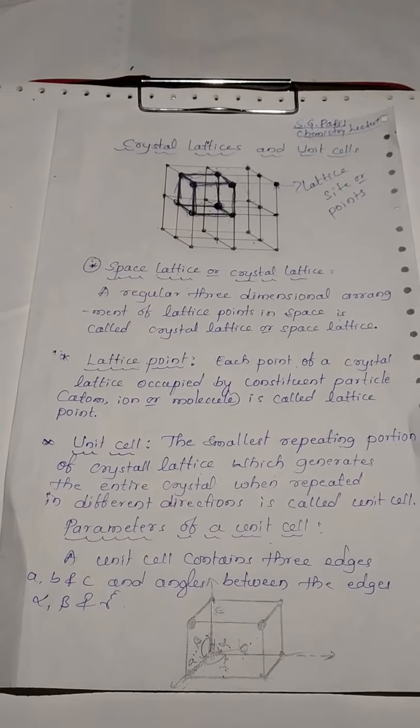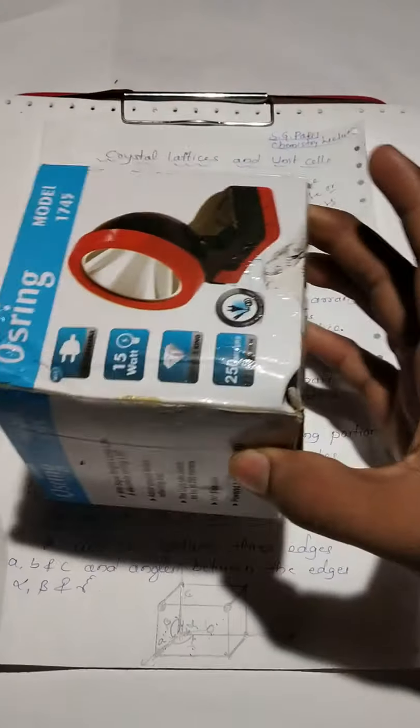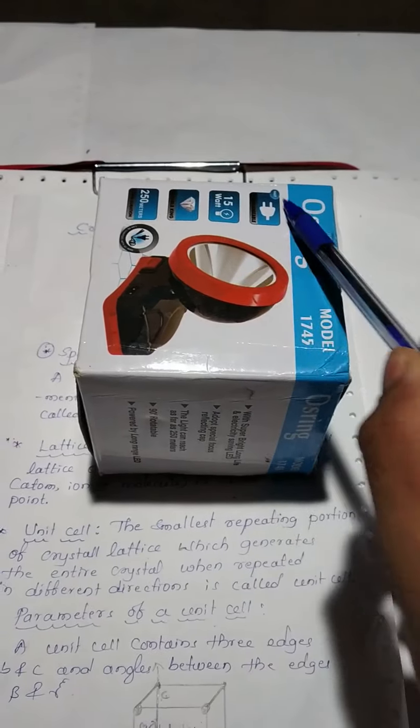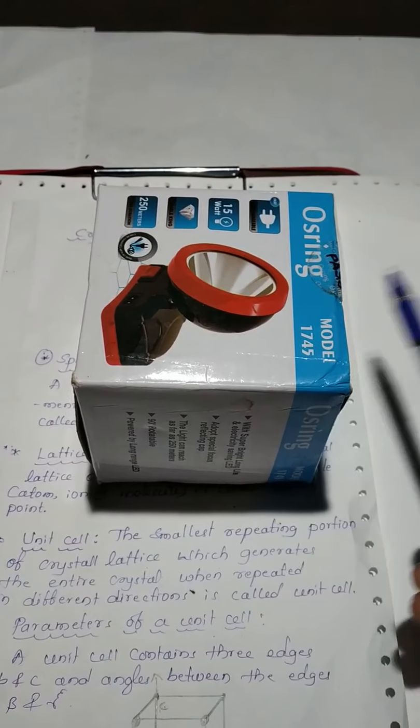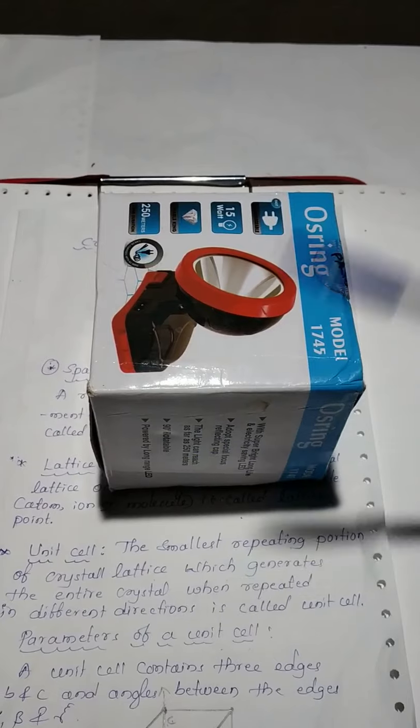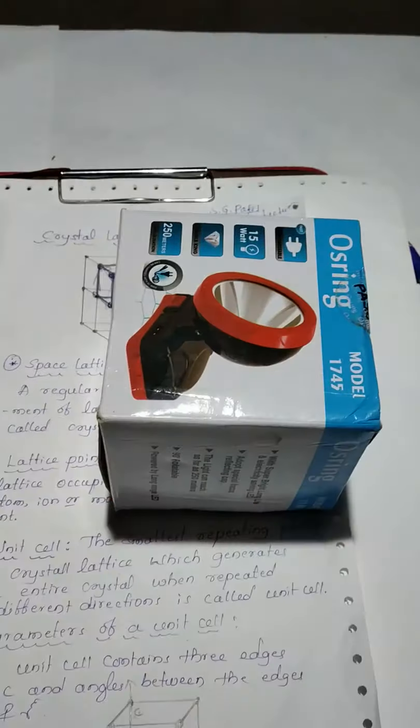Okay students, before that just see this box. In this box, or you can call it a cube, how many faces are there here? See, this is one face, 2, 3, 4, 5, and below, one more, 6. 6 faces are there.